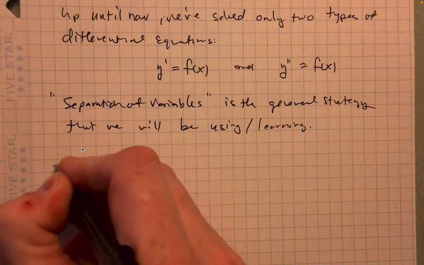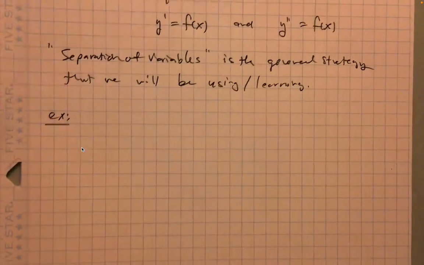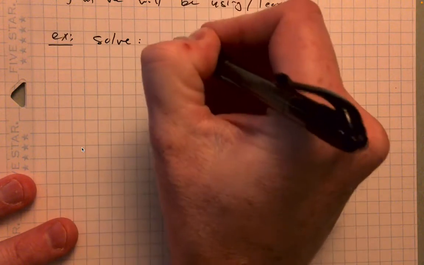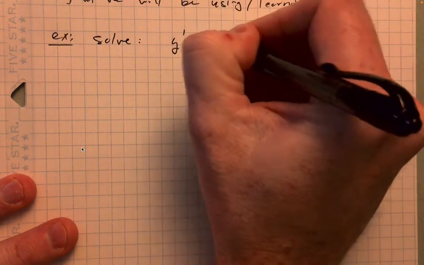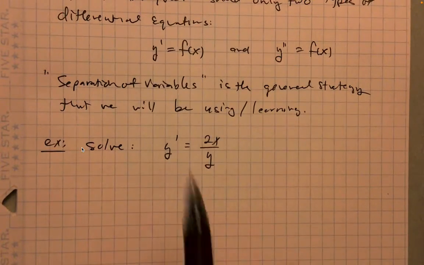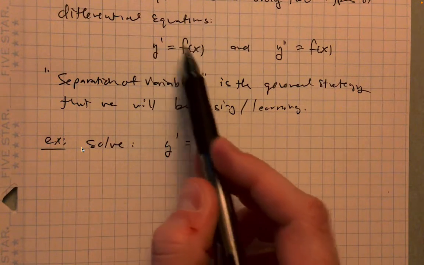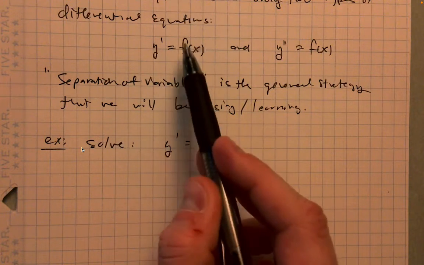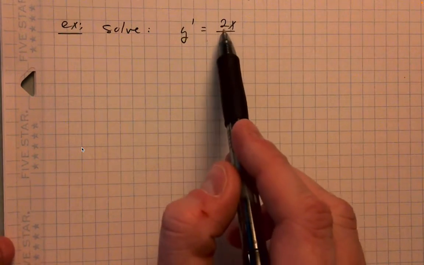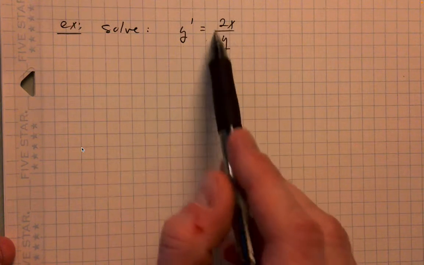So let's start with an example. We have a differential equation that we want to solve. Let's say we want to solve y prime equals 2x over y. This is obviously different from the differential equations we've seen before. Until now, we've only dealt with differential equations where the right-hand side was a function of x, and obviously that is not the case here. In this example, the right-hand side is 2x over y, so it is not written as a function of x.